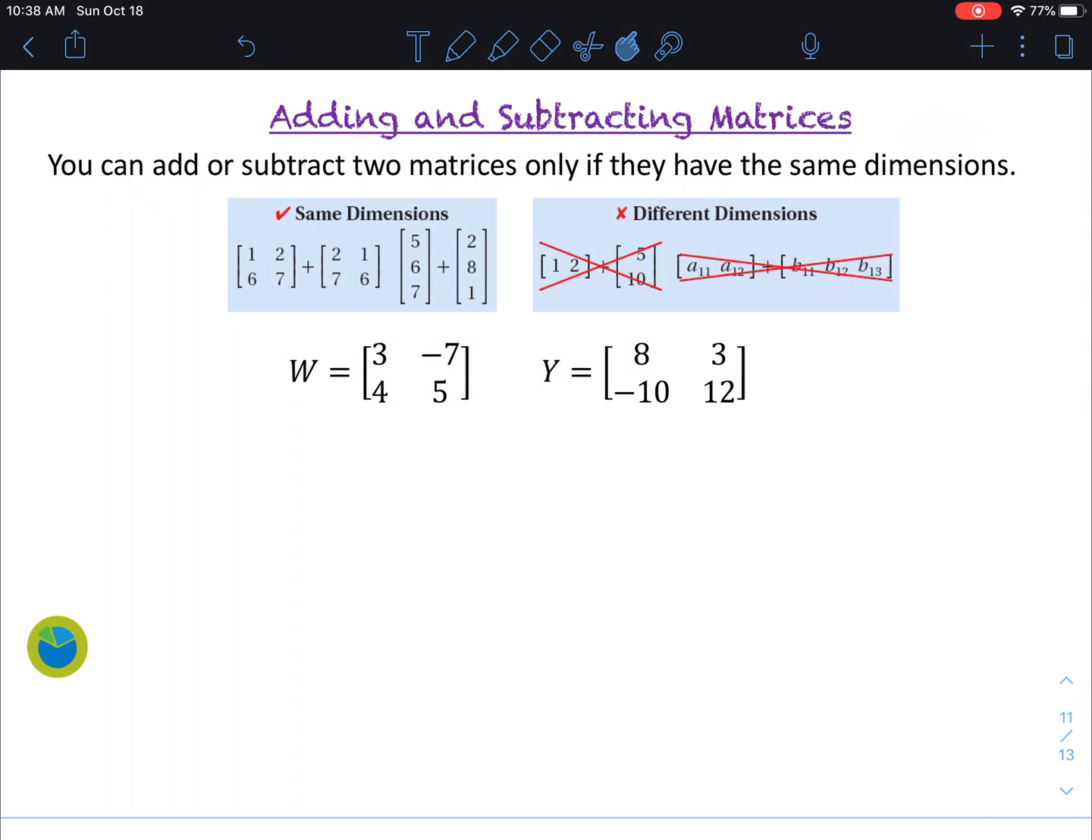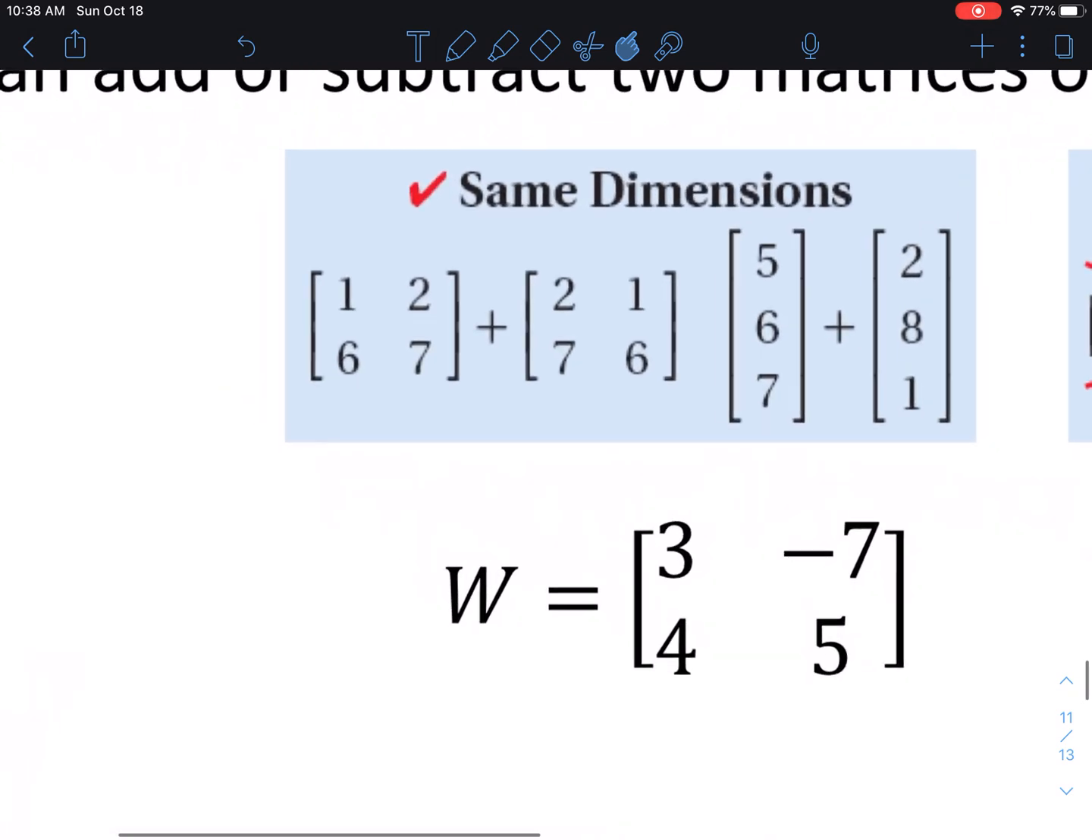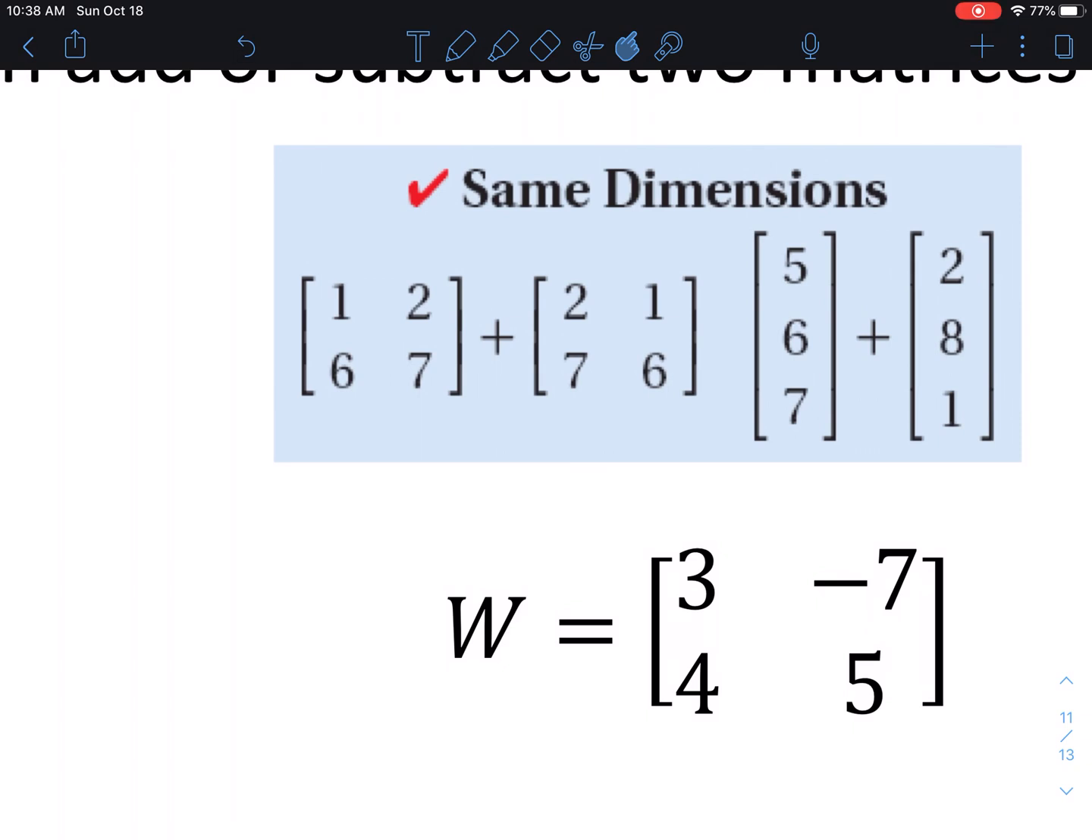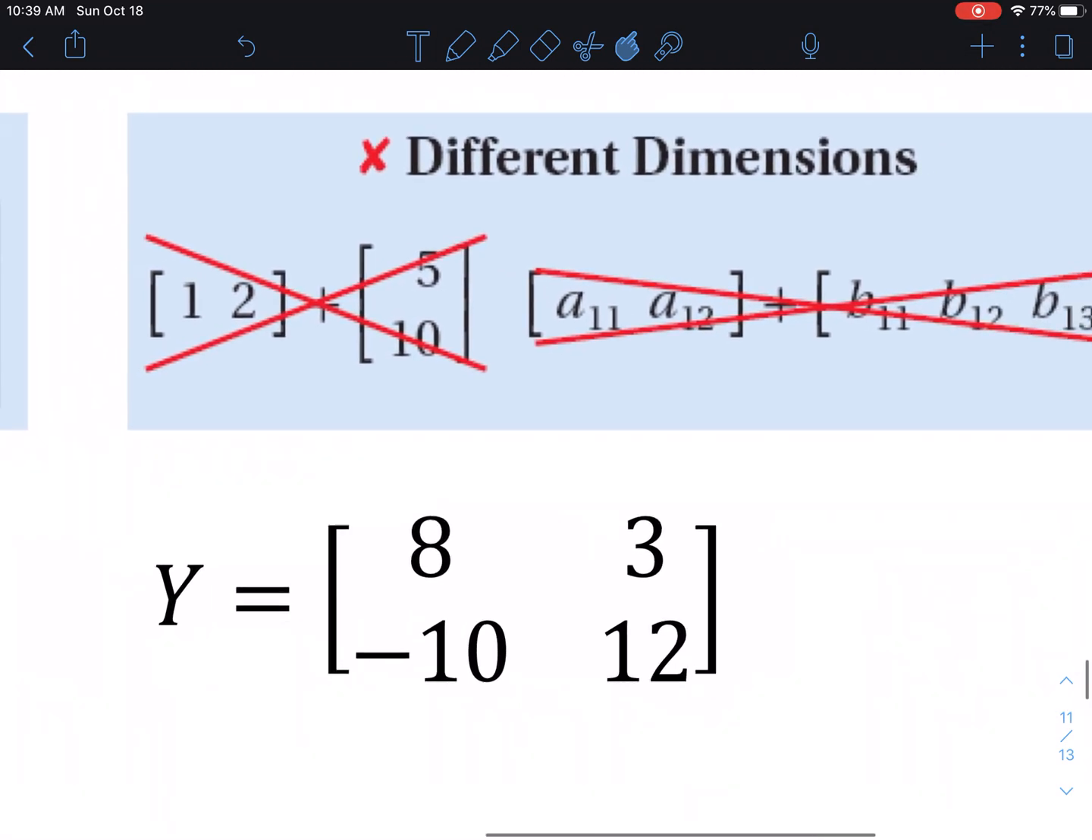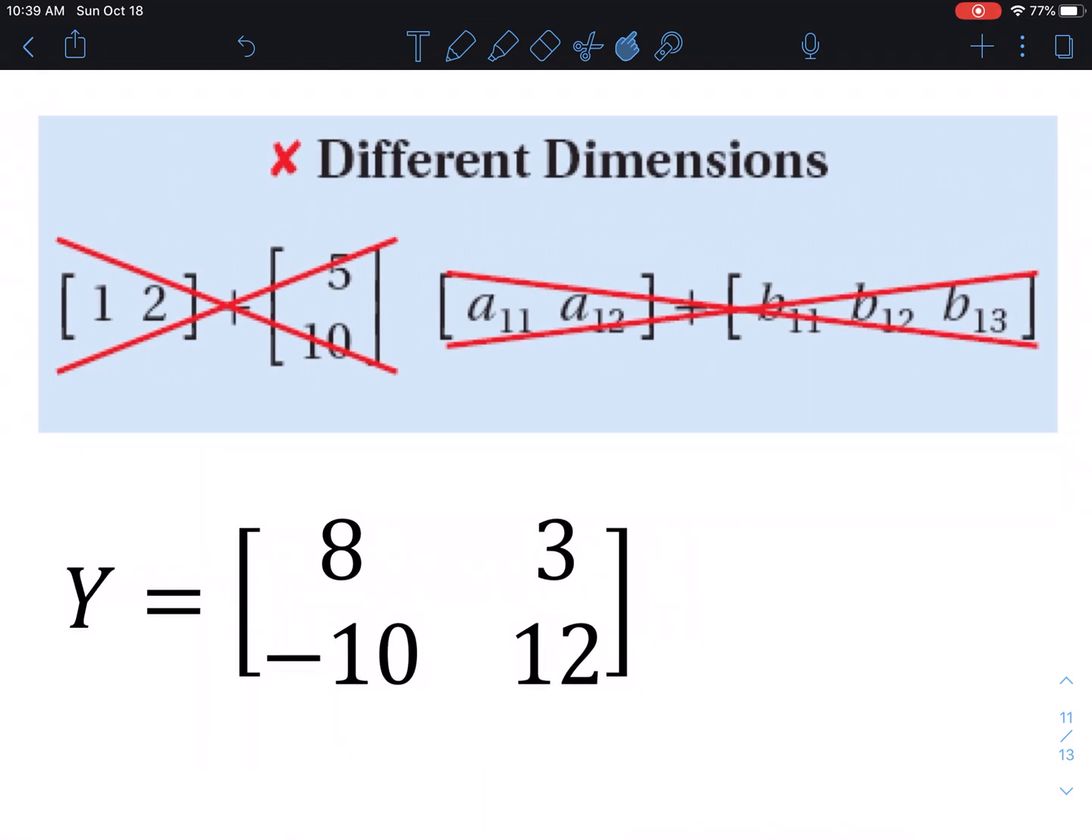Okay. All right, now, adding and subtracting matrices. So you can add and subtract 2 matrices, but you can only do that if they have the same dimensions, exactly the same dimensions. So for example, on the left here, I can add that 1, 2, 6, 7 matrix to 2, 1, 7, 6 matrix because they're both 2x2s. And I could add that 5, 6, 7 matrix because it's a 3x1 to that other one that's also a 3x1. However, I can't add them if they have different dimensions, like over here. The first one is a 1x2. I cannot add that to a 2x1.